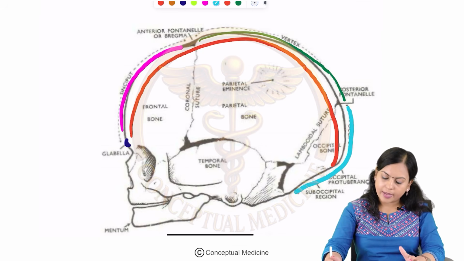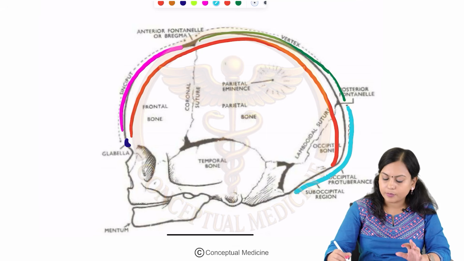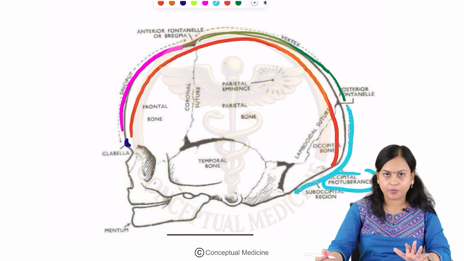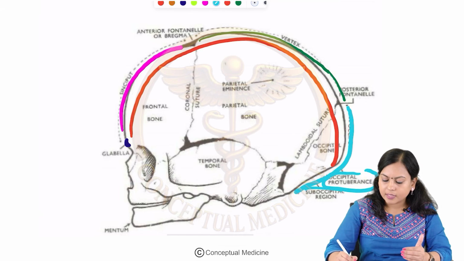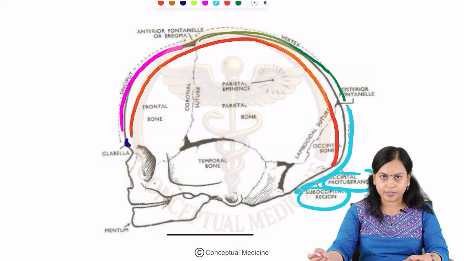Now again, we have one prominence in the occiput. This prominent region is known as the occipital protuberance. And the region lying below the occiput is known as the suboccipital region.